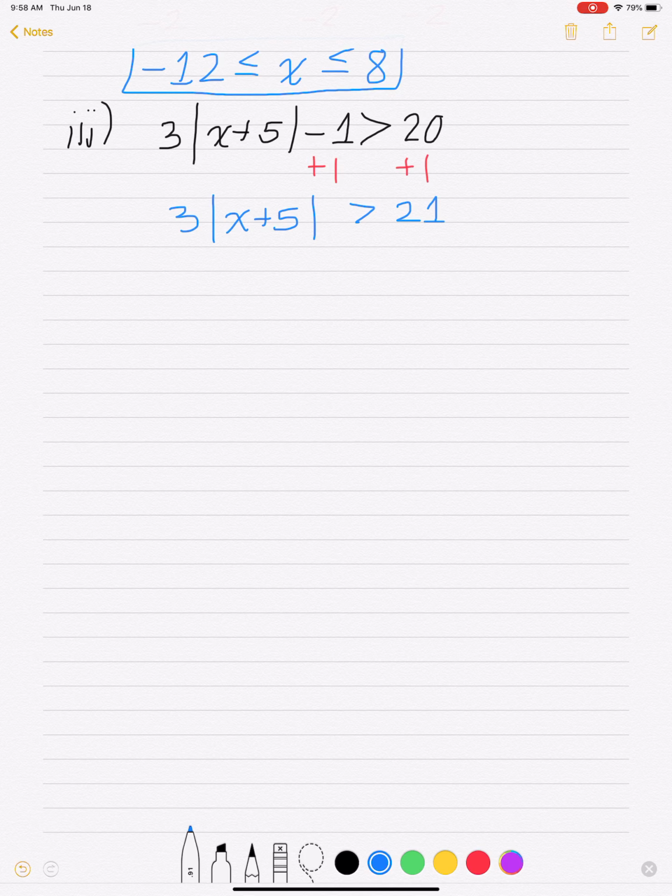Is the absolute value by itself? No, you've got to get rid of that 3 out front. It's multiplication by 3, so undo it by dividing both sides by 3. Divide the left side by 3 and you get x plus 5 greater than, divide the right side by 3, 21 over 3, which is 7. All right, so we've got the absolute value by itself.